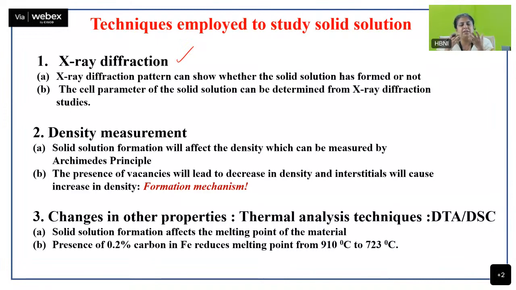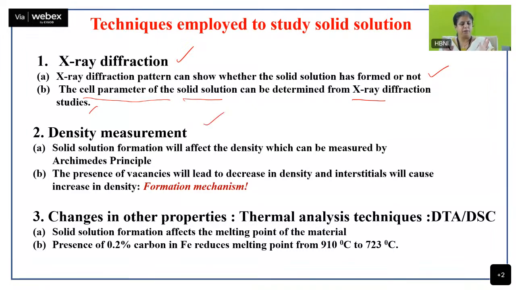If they have not mixed, you will get the peaks of A, the peaks of B, and the mixed phase, right? So X-ray diffraction, first of all, will qualitatively tell you whether the solid solution is formed or not. If at all it is formed, you can also determine all its cell parameters a, b, c, alpha, beta, gamma of the solid solution, because it is also, after all, a crystalline phase, right? That can be done from XRD. So with XRD you can do qualitative and quantitative analysis of your solid solution.